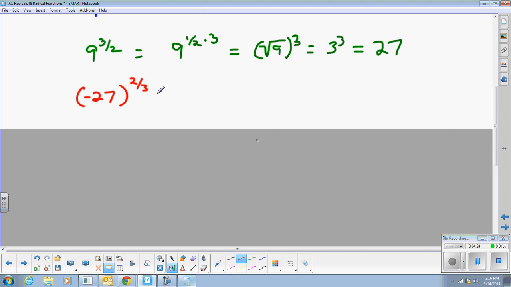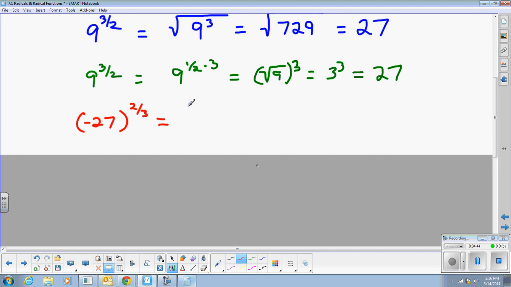Red it is. First thing you need to take note of, the negative sign is where? It is inside the parentheses. That's a key thing as you look at negative numbers and exponents. If a negative number is inside the parentheses, that is not outside of it, so this negative is included with the 27.